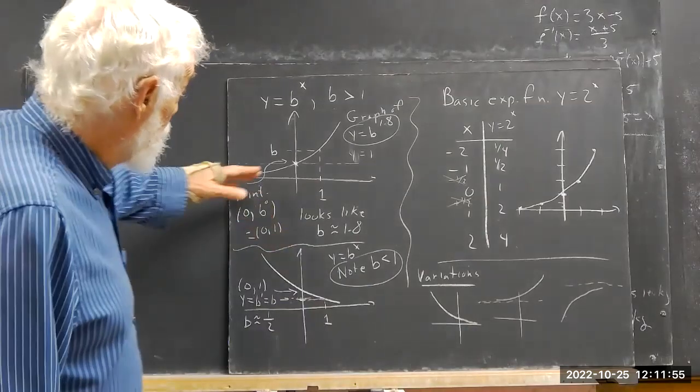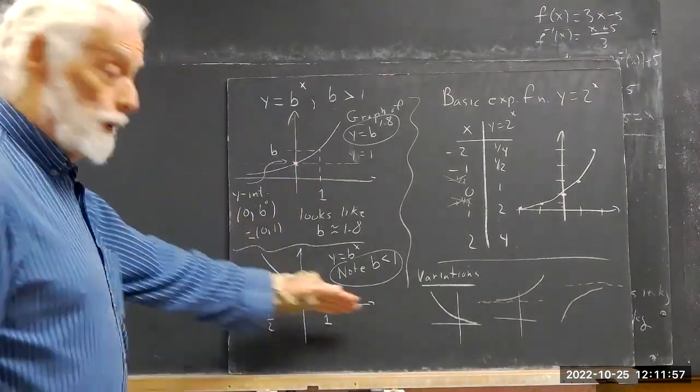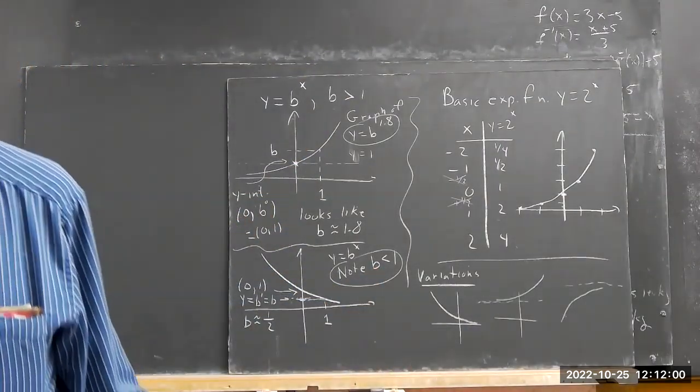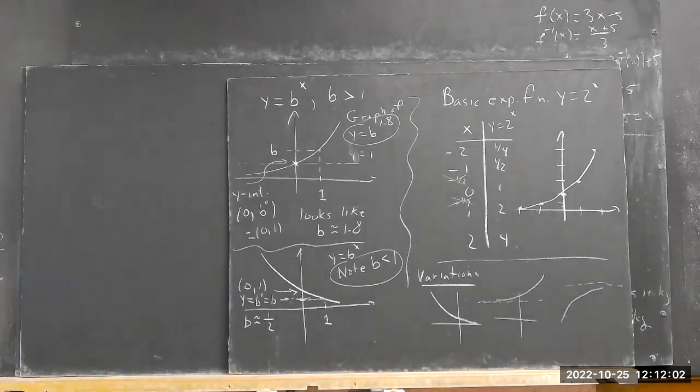So now we see what a graph looks like if b is greater than 1, and what a graph looks like if b is less than 1. Well, that's important. There's a lot I'd like to talk about, but we'll give you something that'll help you get a good start on the assignment.